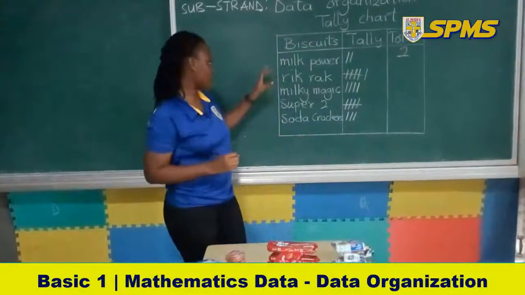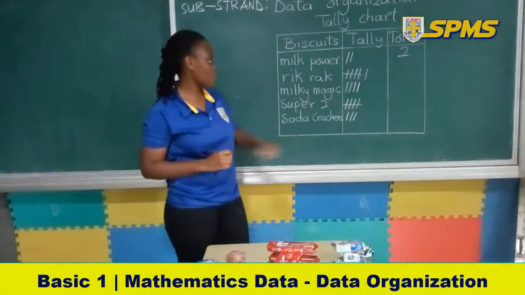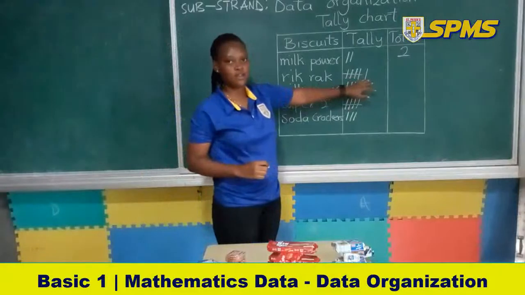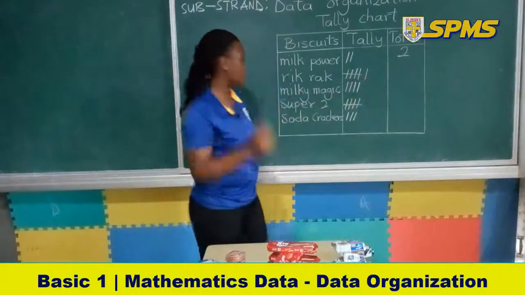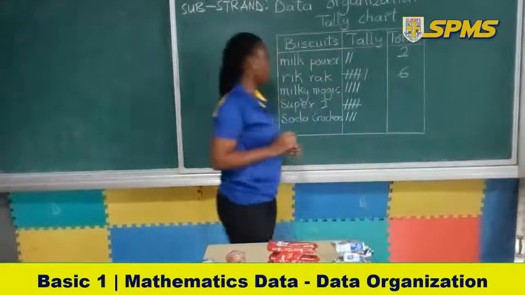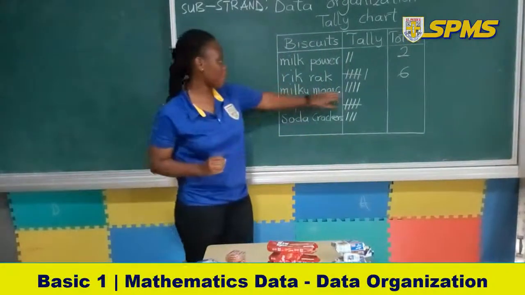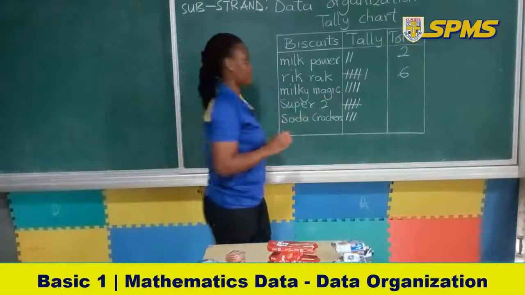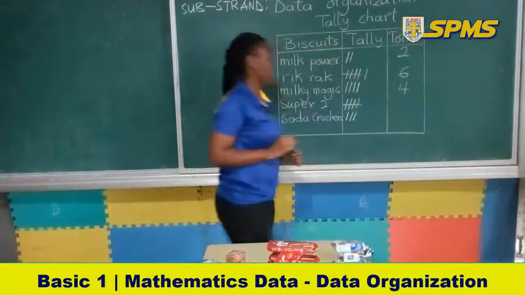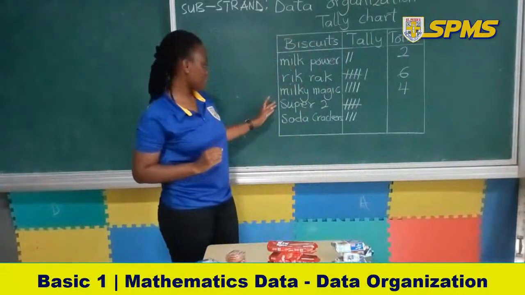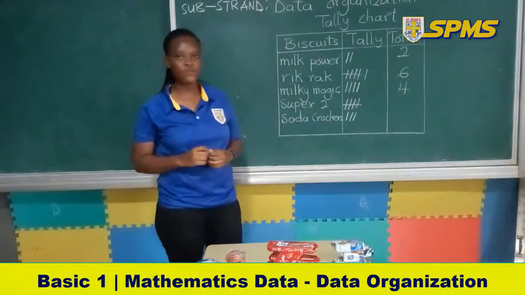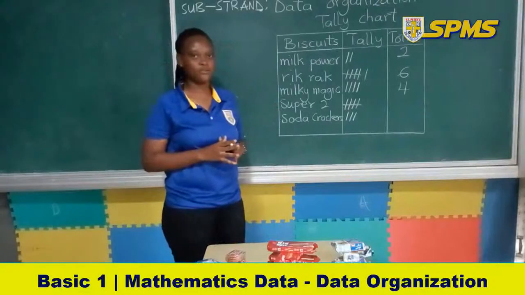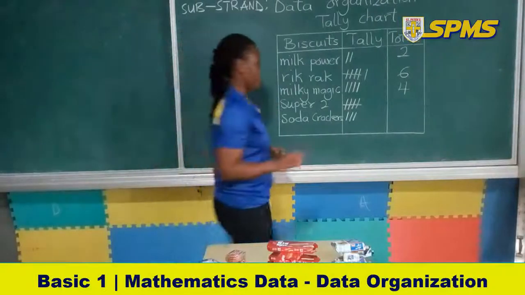Good. Our next biscuit, we have a bundle which is 5 plus a stroke, making what? 6. The next one, how many strokes? 1, 2, 3, 4. So we have 4 for Milky Magic. The next biscuit is Super 2. Super 2 is having 1 bundle. So which is what? 5.